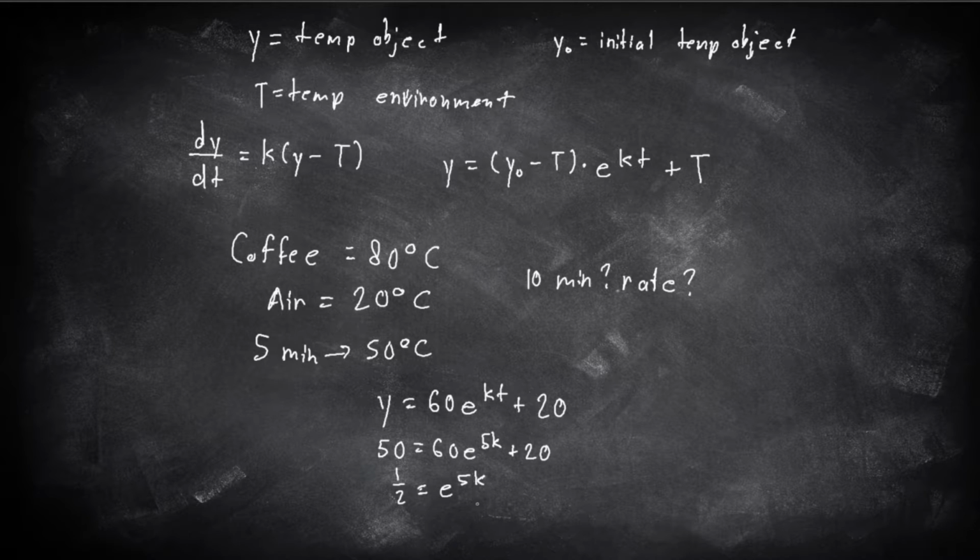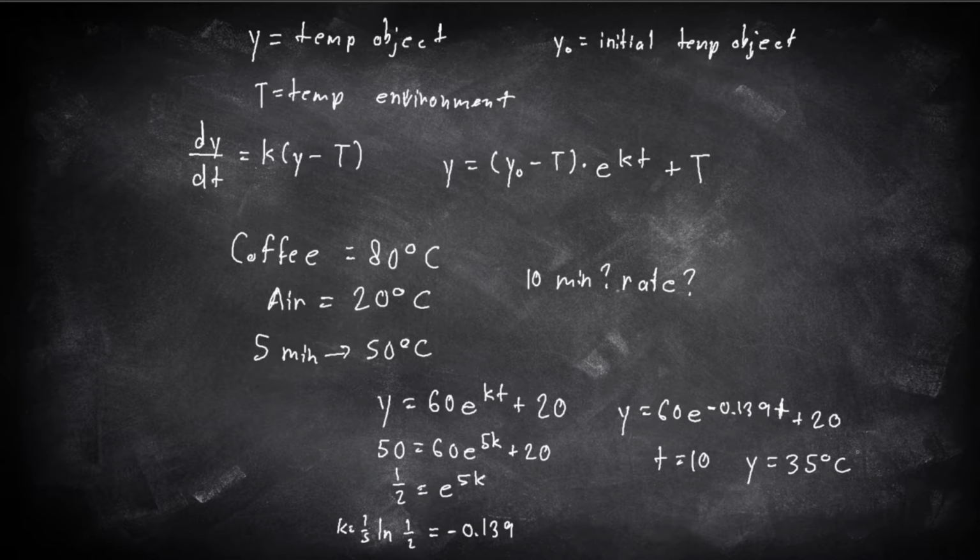So if we want to find k, we use our calculator, which is take the natural log of 1/2 and then divide by 5, which should come out as negative 0.139 approximately. Substituting that back into our equation, y equals 60 e to the power of negative 0.139 t plus 20. So in 10 minutes, we could plug in t equals 10, and we should come out using our calculator as about 35 degrees Celsius.